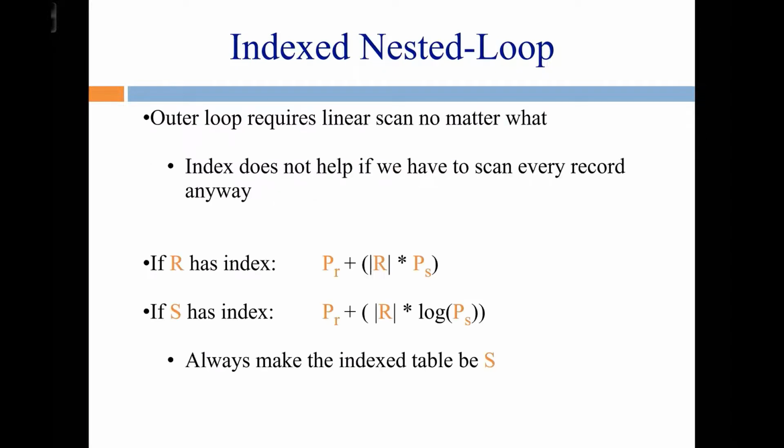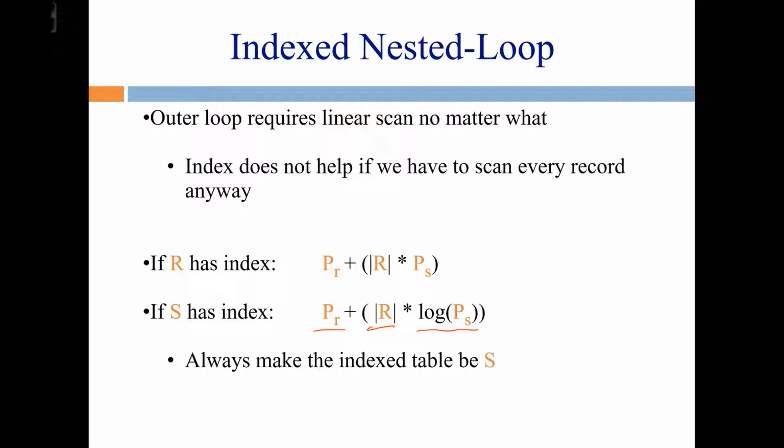So the performance is going to look like this. As we just saw, if the outer relation has the index, it doesn't help. So it's the same as it always was. And this is the worst case. If the inner relation has an index, then we still have to look at every page in the outer relation. That's still a loop. And then for each row in the outer relation, we do an index lookup. So each one of those index lookups is going to have roughly a cost log of the number of pages in S, the inner relation.